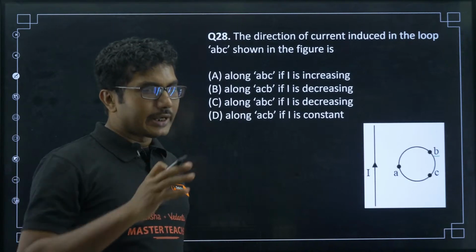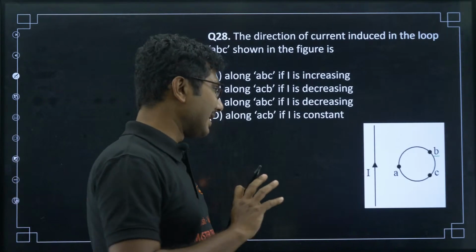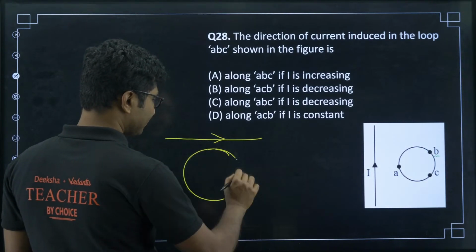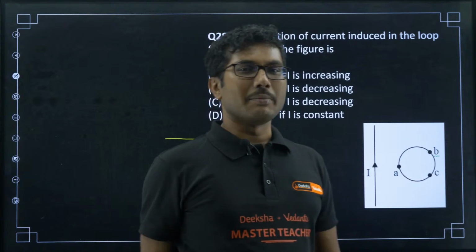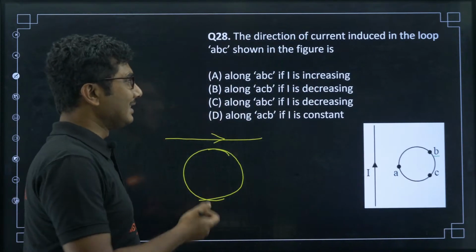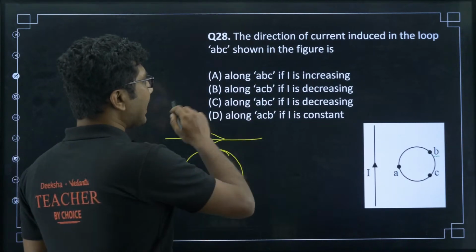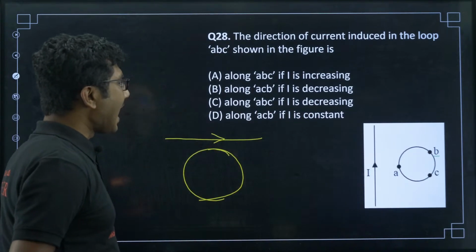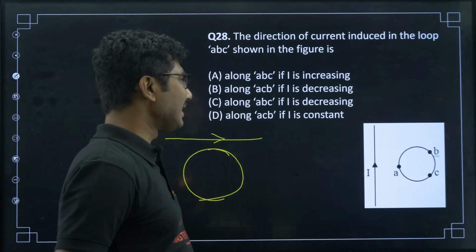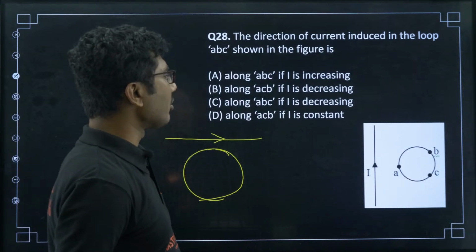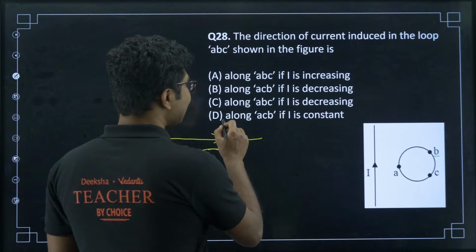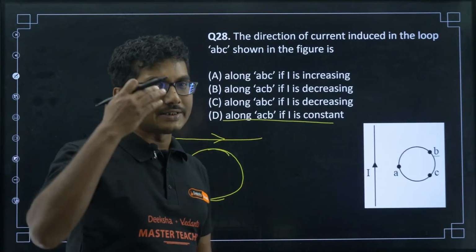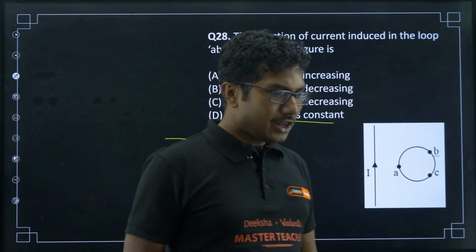In the KSET, the orientation of the circuit was slightly different. If I remember, the circuit was like this. They rotated it and made a mistake, and gave 2 options correct. In this case, only 1 option is correct. Along ABC, if I is increasing, along ACB if I is decreasing; along ABC if it is decreasing, along ACB if it is constant. Obviously, we can see the last answer is not correct. If it is constant, that means no flux is changing. No flux change means no induced EMF.